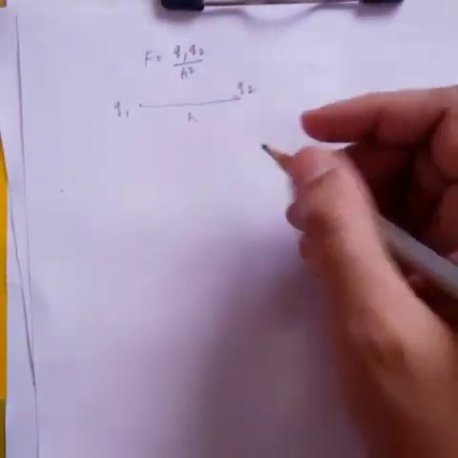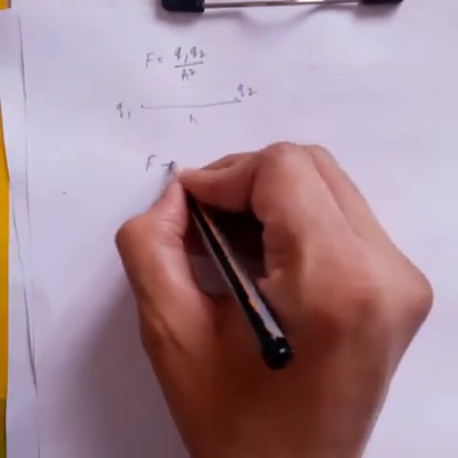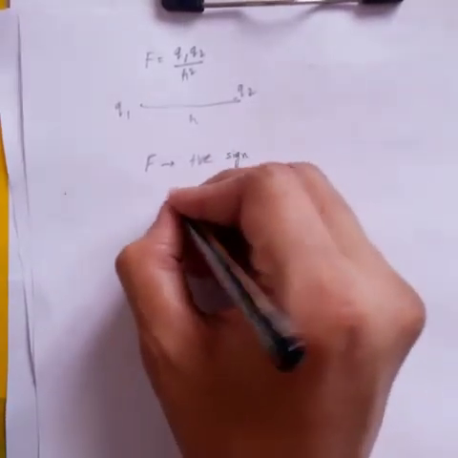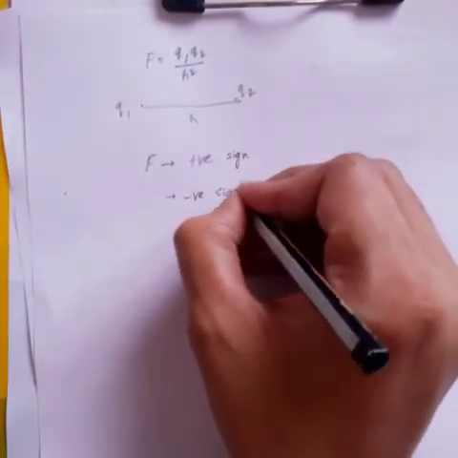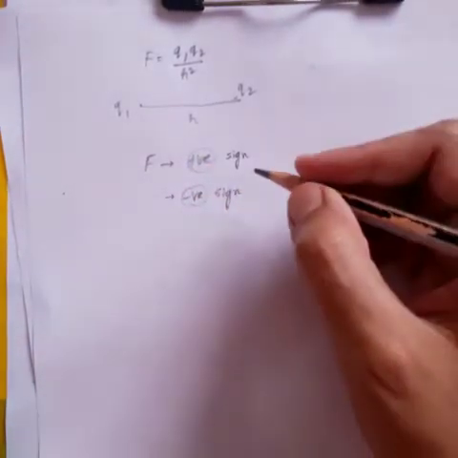Now the question is, what kind of signs can F assume? F can have a positive sign, F can have a negative sign. Now what is the significance of a negative sign and what is the significance of a positive sign?